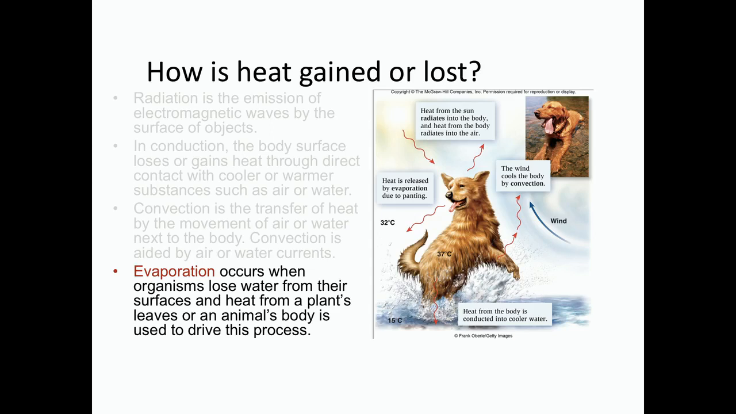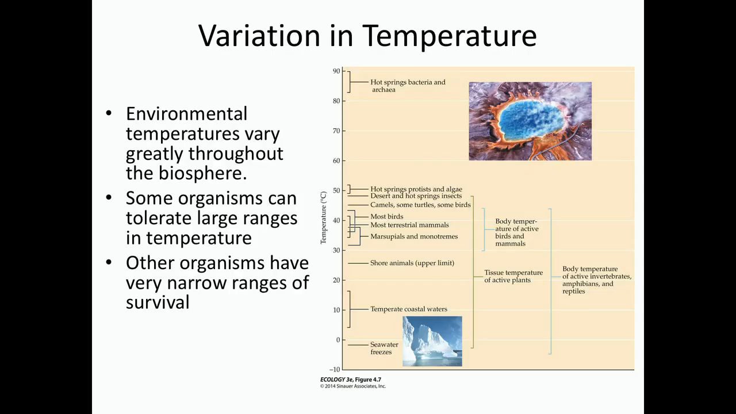So this can happen in animals. It can also happen in plants as well. And it's often sped up through convection, through wind blowing across that moist surface. So if you are wet and you stand in front of a fan, you'll feel a much stronger effect of evaporative cooling than if you are not standing in front of that fan. So evaporation, again, is loss of water leading to loss of heat from the surface of your body. Okay, so those are different ways of temperature being transferred to or from organisms.